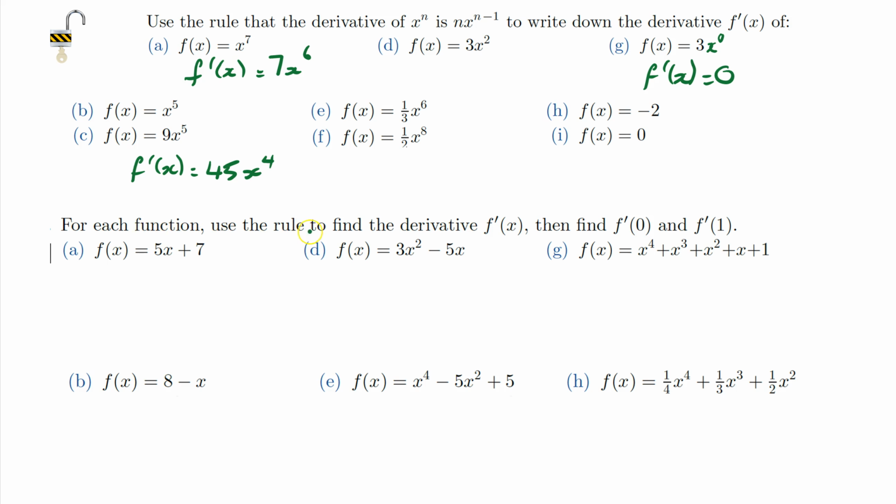Okay, for this one here, use the rule to find the derivative and then find f dashed of 0. So we're just going to do that for one of these. So for this one here, the derivative is, so f dashed of x is, twice 3 is 6, and take 1 from 2, minus 5. So this is our derivative, and therefore the derivative at 0, which means the slope of the tangent, which is the slope of the curve at 0, is 6 times 0 minus 5. So it's just minus 5.